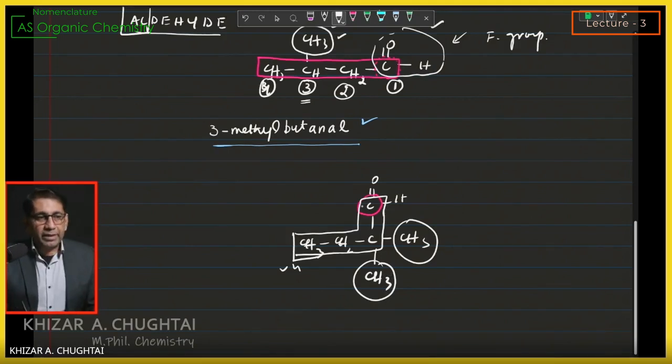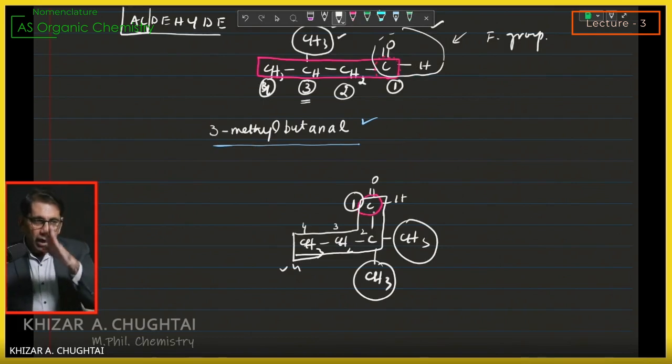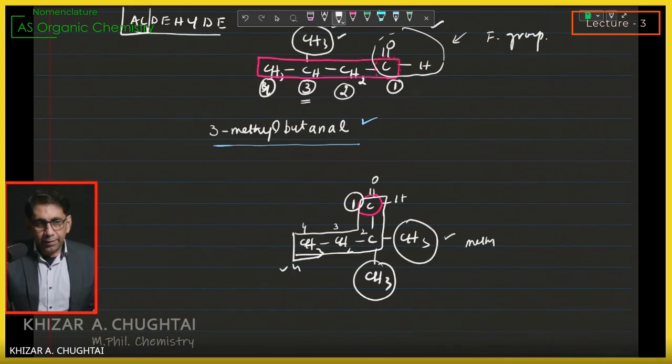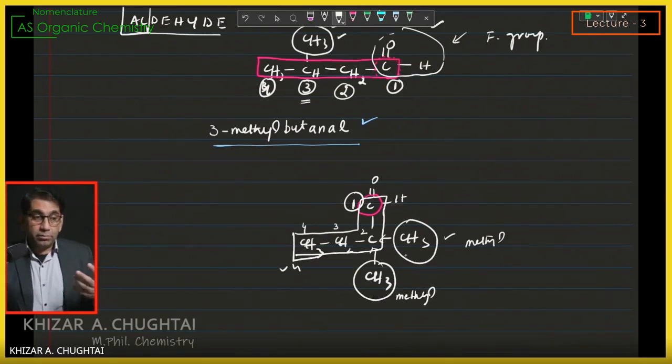Numbering will be started from this carbon, obviously, that is the carbon of the functional group, I mean aldehyde. Carbon number one, carbon number two, carbon number three, carbon number four. So I have marked complete numbering on the longest chain. So this is the branch. Its name is methyl. Second branch, its name is also methyl. Same carbon, same hydrogen, and luckily or unluckily or accidentally, you can say they both are connected with the same carbon.